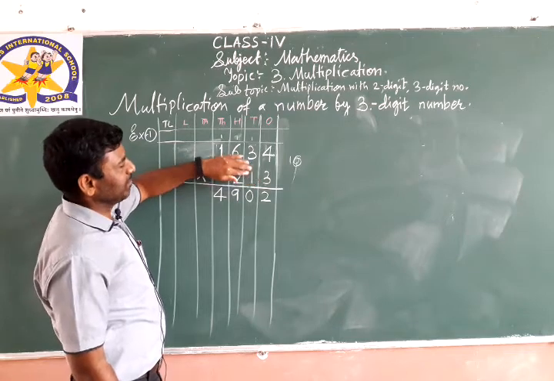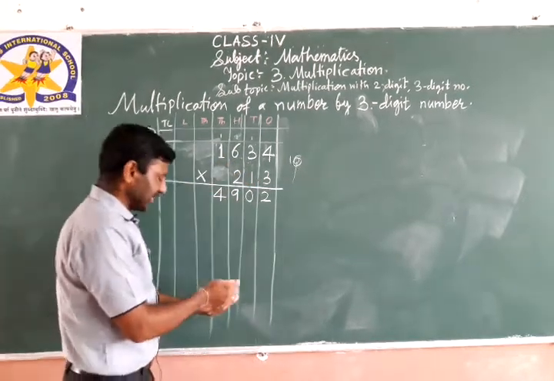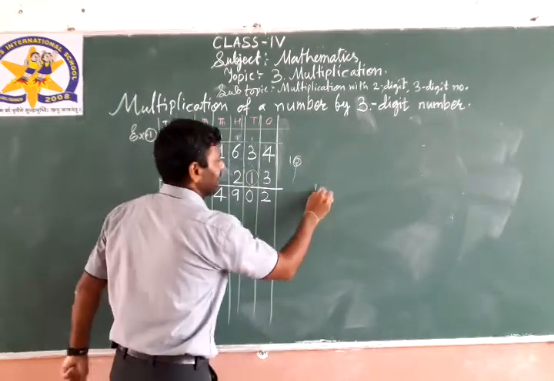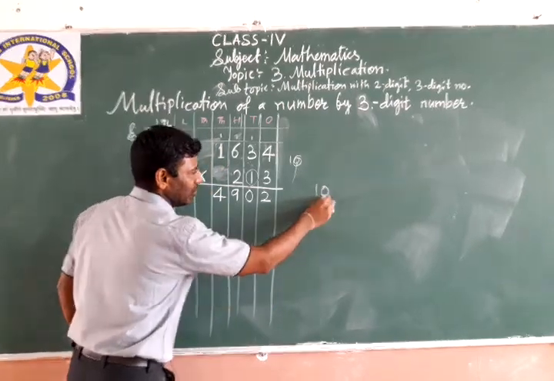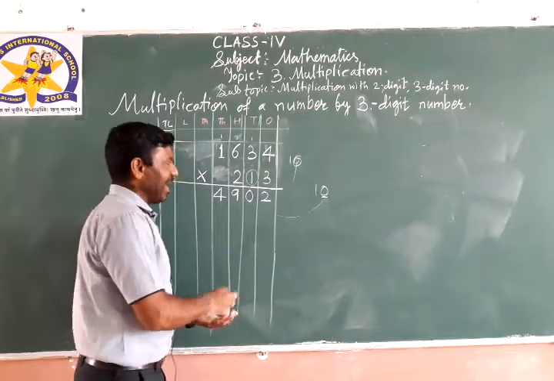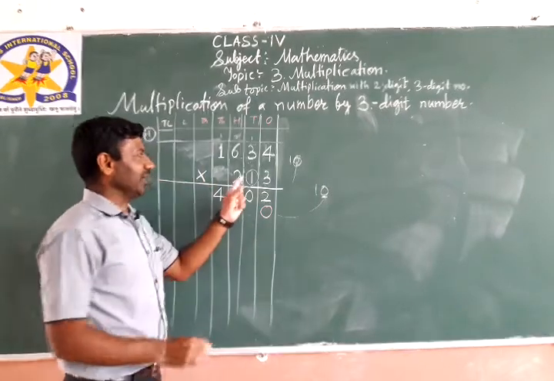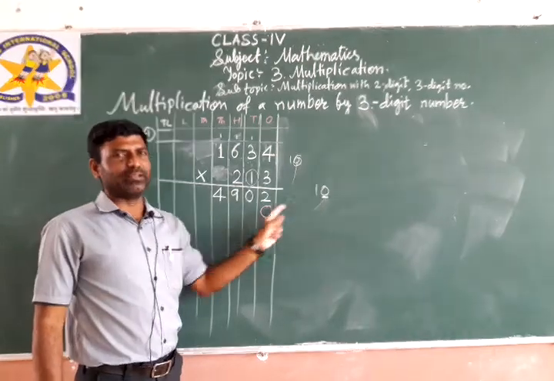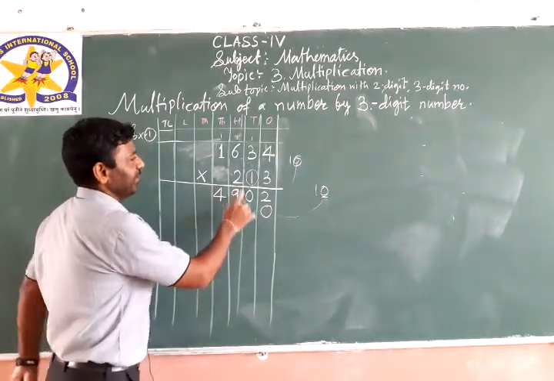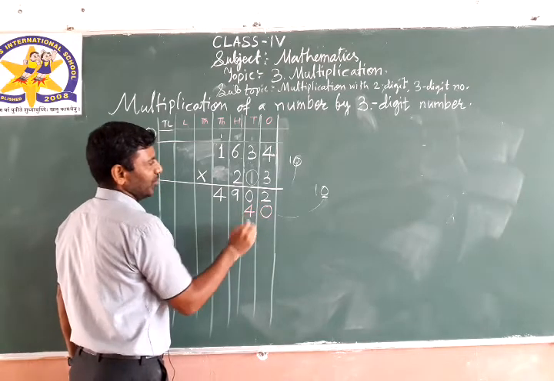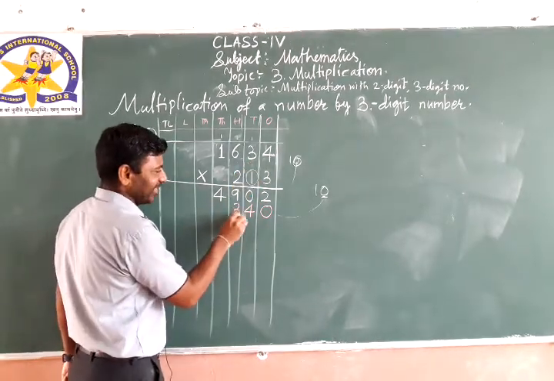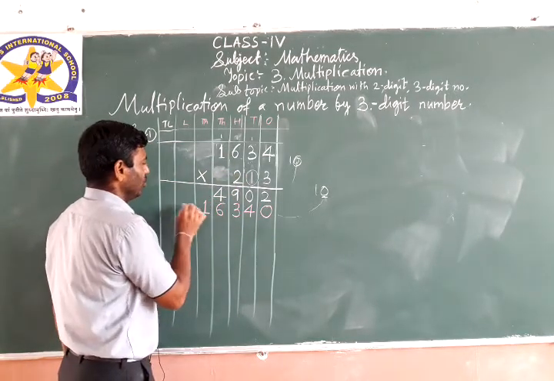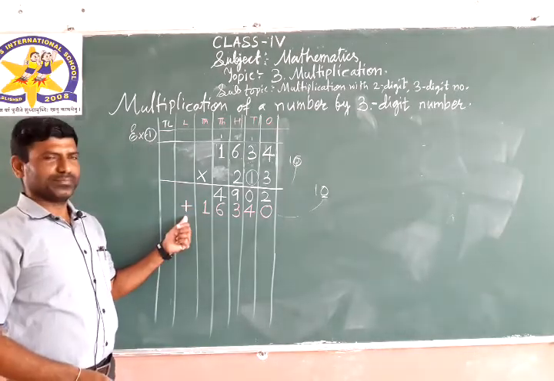Now the next multiplier, the tens place digit. Which is the tens place digit? 1. What is the place value of 1? 10. So 10 has a 0, so we are putting 0 in advance before multiplying with the tens place digit. Put 0 because 10 has one 0. Understand? Now multiply. 1 4s are 4, 1 3s are 3, very easy.